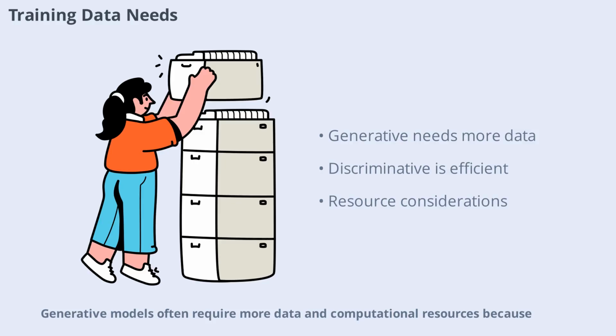Generative models often require more data and computational resources because they need to learn the full distribution of the data. Discriminative models, by focusing only on the boundaries, can sometimes achieve high accuracy with less data. This difference in data requirements can influence which model is chosen for a particular problem, especially when resources are limited.